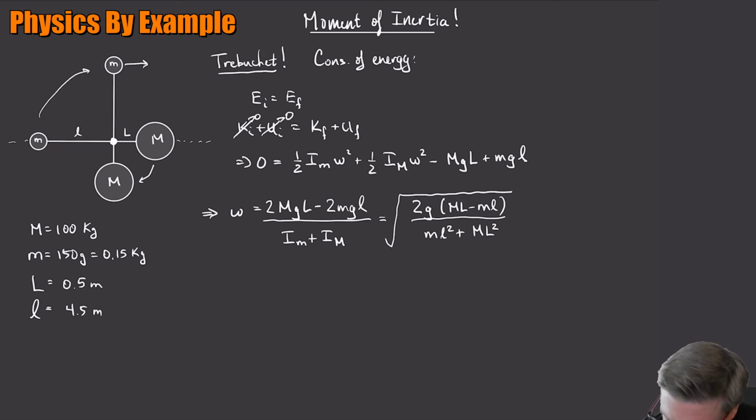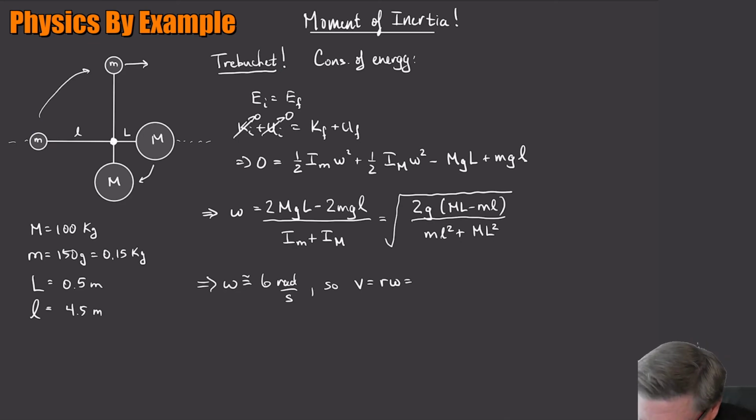If you plug in all of these numbers, what you should find is that omega turns out to be about 6 radians per second. But if you want the linear speed, how fast the baseball is going when it's released up at the top, remember the connection between linear speed and angular speed: it's r omega. So it's 4.5 times that, something like 27 meters per second.